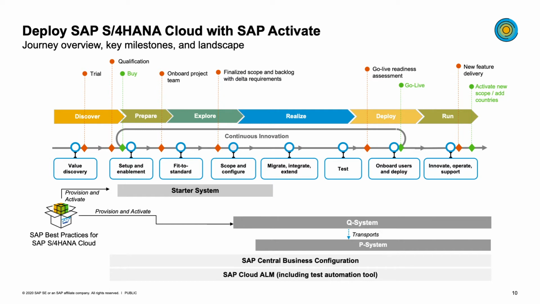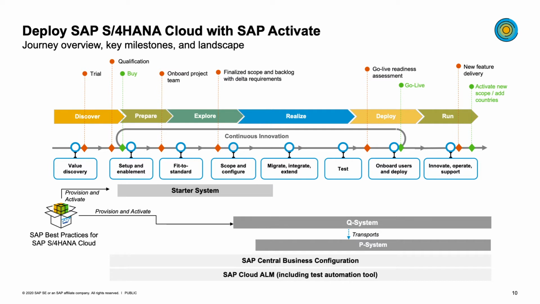So the quality system is pre-configured, but only with the functionality that the customer requires for their deployment. And the production system is provided or provisioned at the same time in order to support us in those weekly sprints in which we configure and test in quality. And then we take the configured functionality and transport it into production system so it can be used in production.